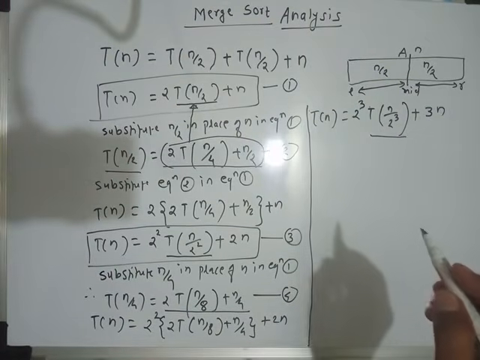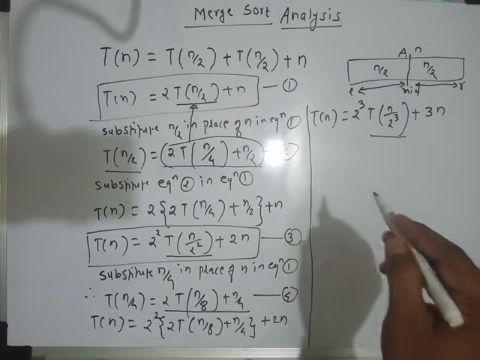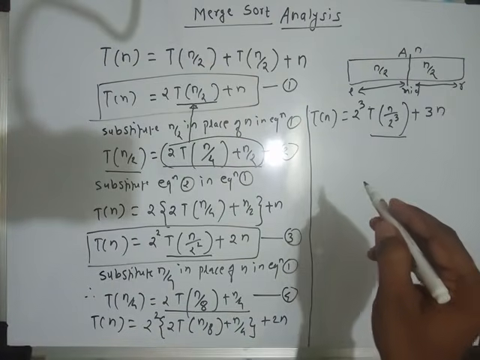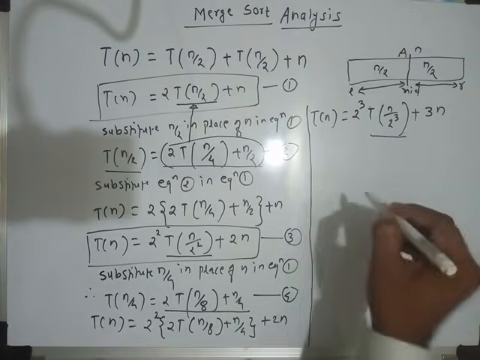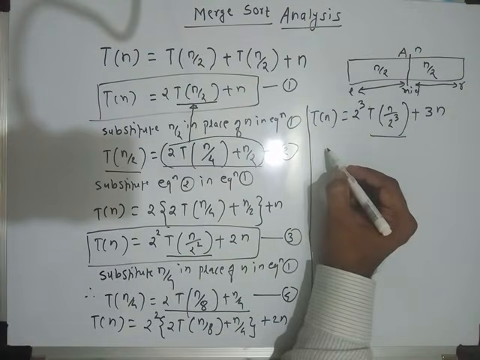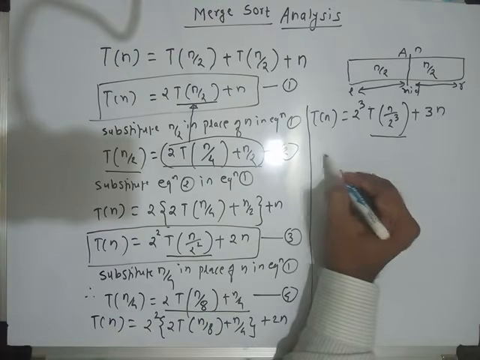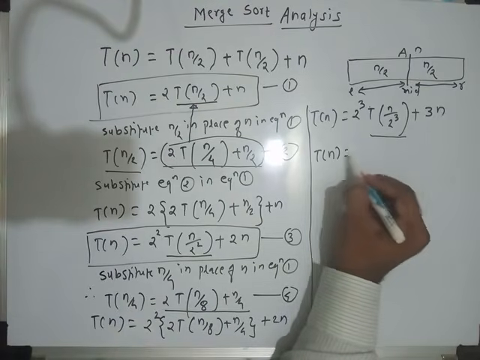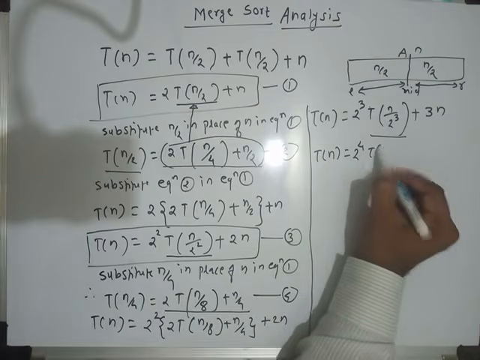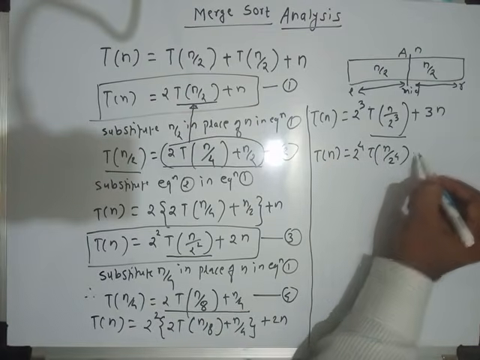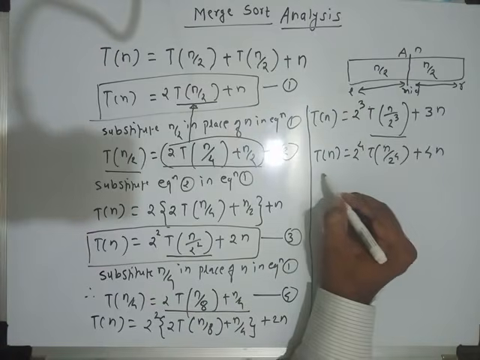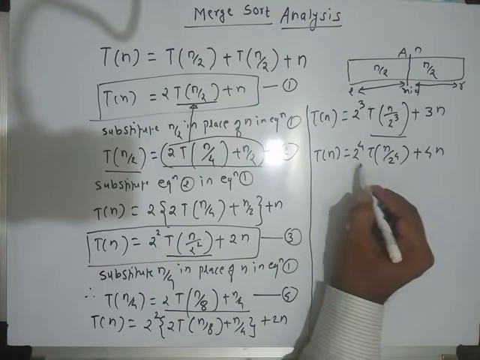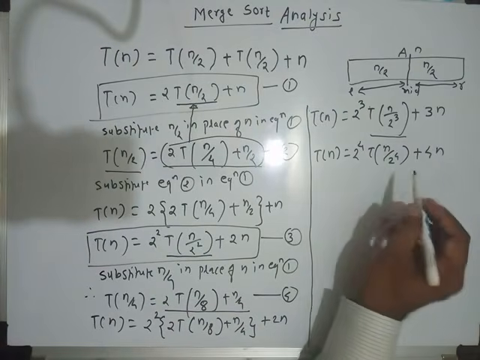I want to get rid of this, but I don't know what is the answer to this. So I'll again try to derive the answer of t of n by 8 from equation number 1. And if you do that substitution and back substitute that value in this equation, you will get the next equation, which will look like this: 2 raised to 4 t of n upon 2 raised to 4 plus 4n. Right? If you do one more step, you will get t of n equal to 2 raised to 5 t of n upon 2 raised to 5 plus 5n.